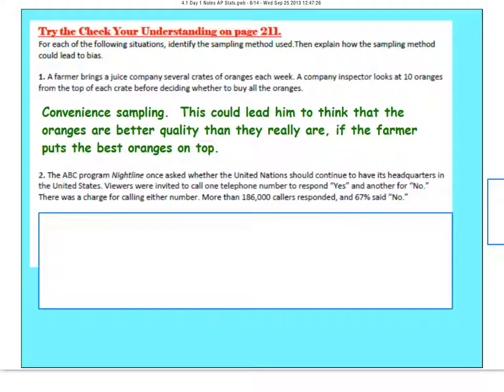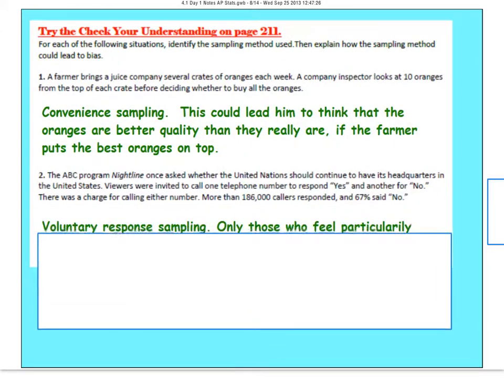Question 2. ABC program Nightline once asked whether the United Nations could continue to have its headquarters in the U.S. Viewers were invited to call one telephone number to respond yes or another telephone number for no. There was a charge for calling either number. More than 186,000 callers responded, and 67% said no, it should not continue to have it in the U.S. Convenience sampling or voluntary response? Clearly, this is a voluntary response issue.